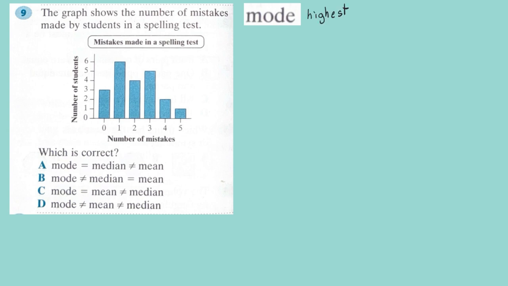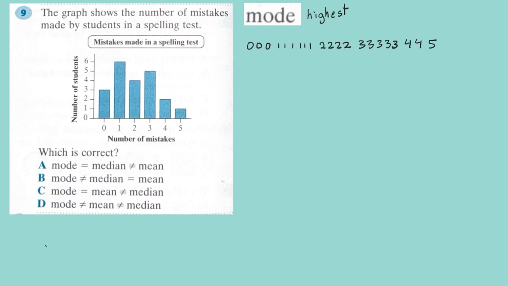So if I was to record these numbers, I would say that 0 comes out 3 times, and 1 comes out 6 times. And 2 occurs 4 times. 3 occurs 5 times. 4 occurs twice, and 5 occurs only once.